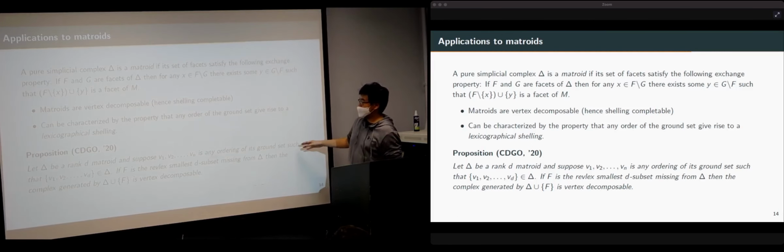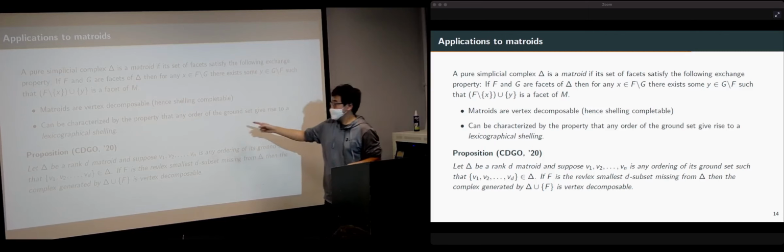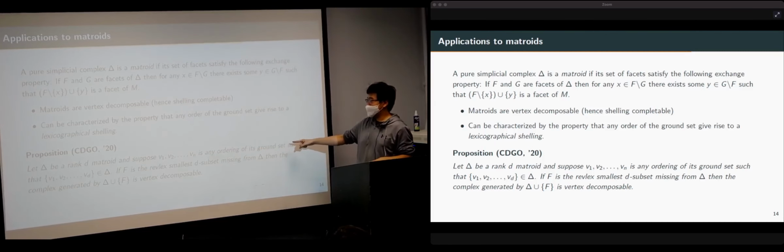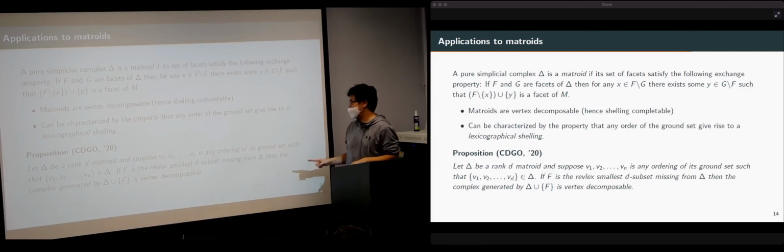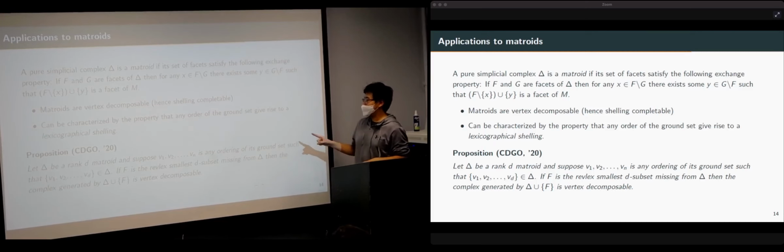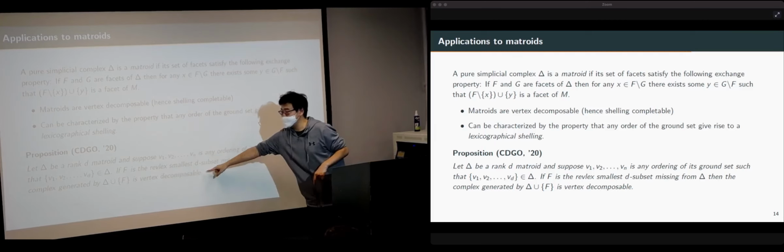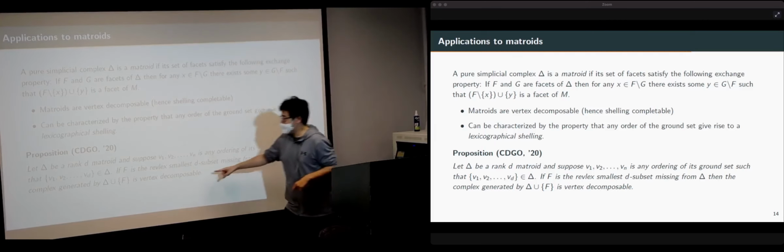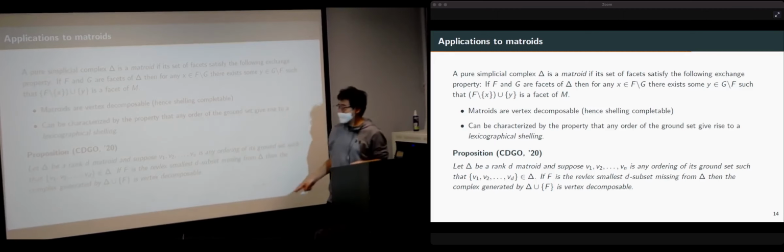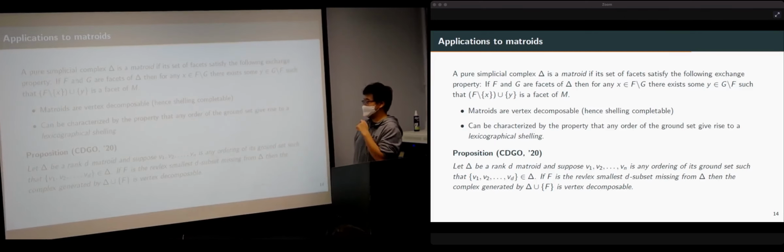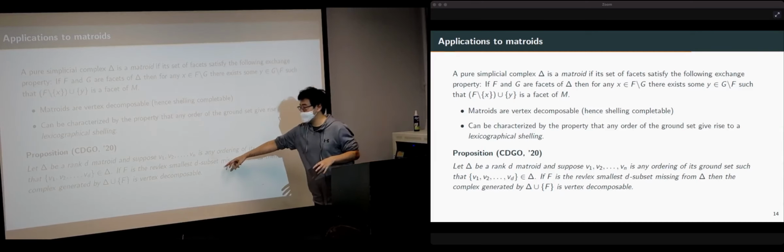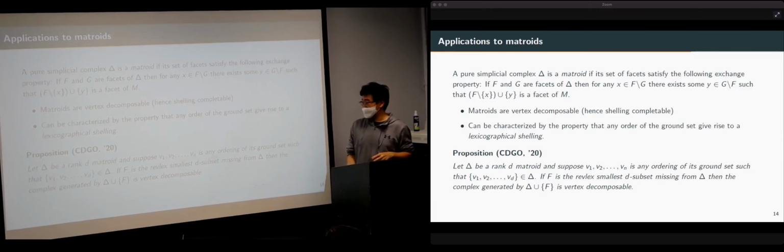So our result for matroids is that if you have a matroid, then pick any ordering of the ground set. Now if you take the revlex smallest facet that is missing, then you can extend that so that it is vertex decomposable. Of course, it would have been nice if it was a matroid again, but that actually turns out to be false. But regardless, if you have a matroid, you can pick any ordering on the ground set, and you can extend that while keeping vertex decomposability.